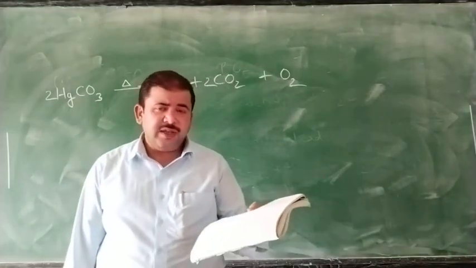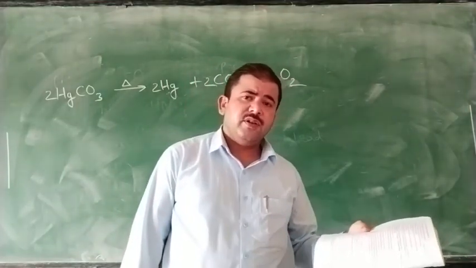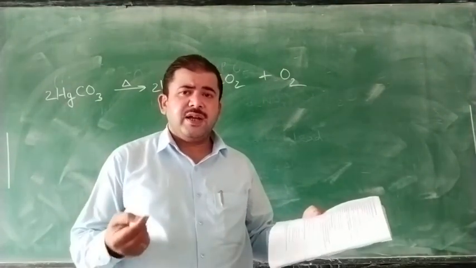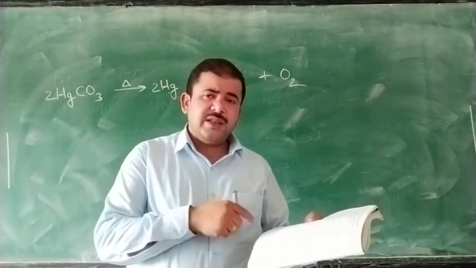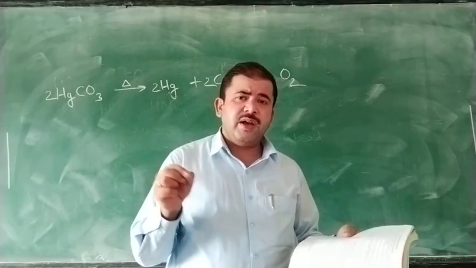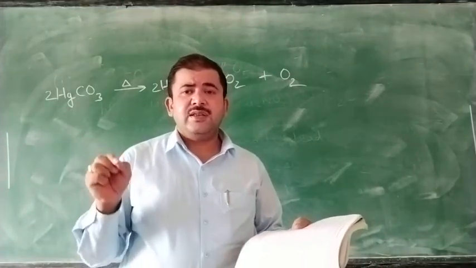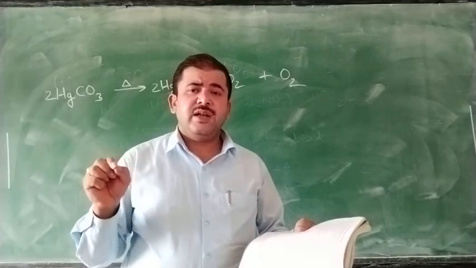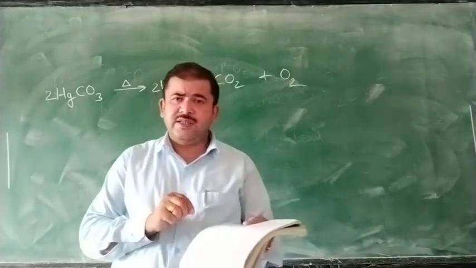Fifth part here, calcium hydroxide, white in color, and by heating we will get the residue, that is calcium oxide. So here calcium hydroxide is white in color, by heating we will get the residue calcium oxide, and this calcium oxide color is also white. So here calcium oxide color white, this is the residue.